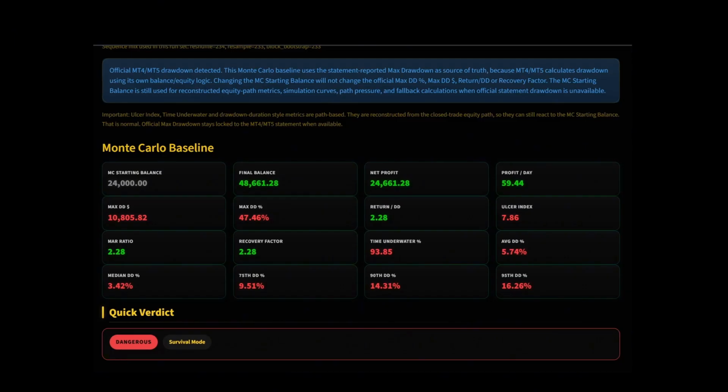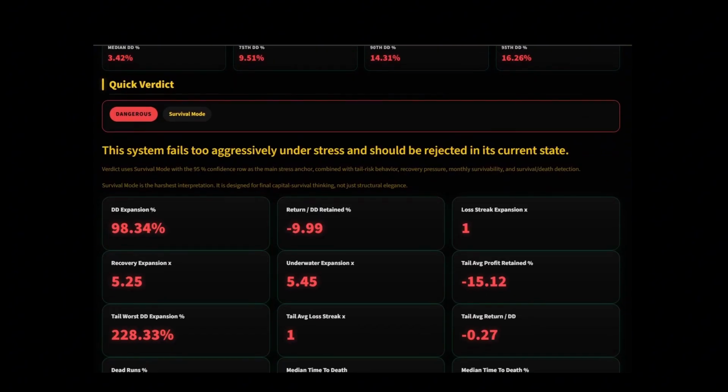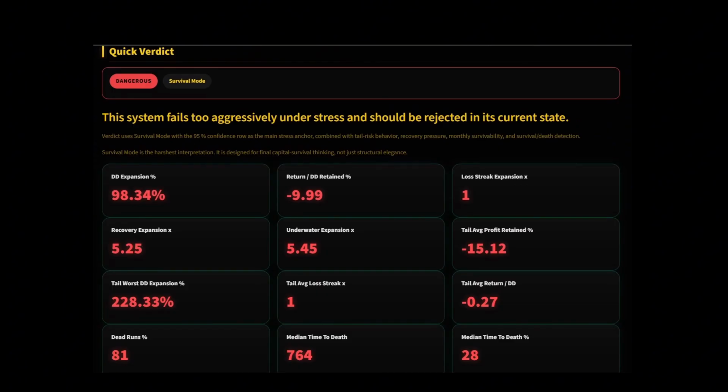Here, the tool gives the first high-level interpretation of the run. In this case, the verdict is dangerous, and the mode is survival mode. That is important because survival mode is the harshest interpretation layer. It is designed to push the portfolio through maximum survival pressure. So, a harsh result here does not mean the strategy never made money. It means the portfolio is being tested under the strongest survival conditions.